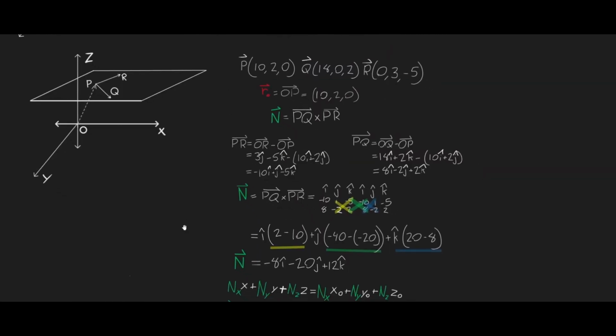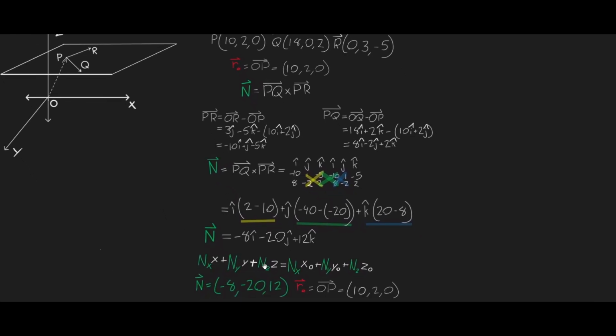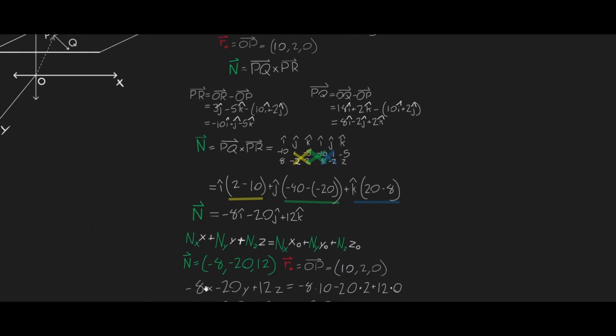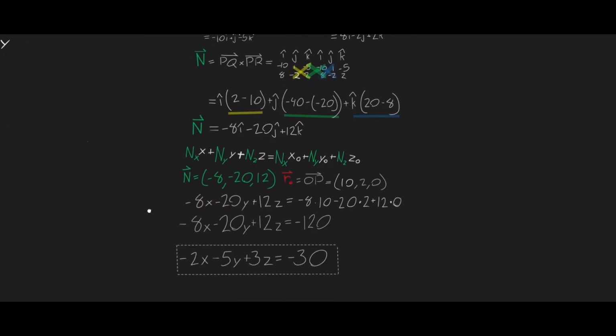So we're going to use the equation that we saw earlier along with a point, OP, which is going to be 10, 2, 0, and we're going to plug everything into the equation. So A, B, and C are going to be the components of the normal vector, and on the right side, it's going to be the components of the normal vector times the components of our starting point. So it's going to give us a constant. And then from there, we simplify, and we end up with this equation for the plane.